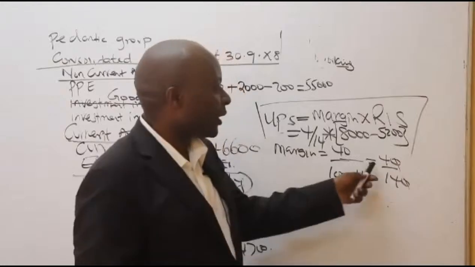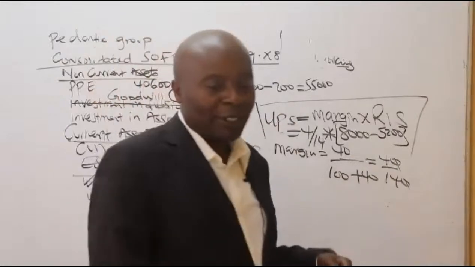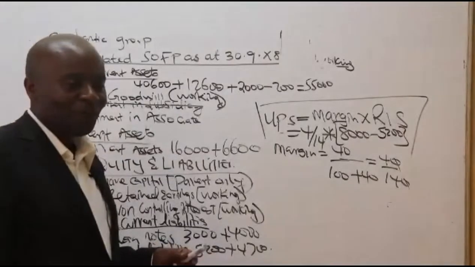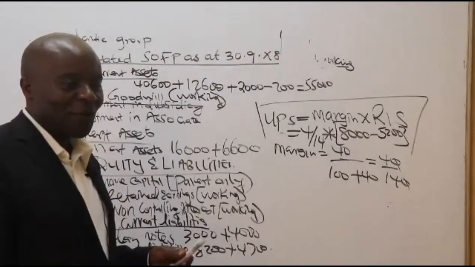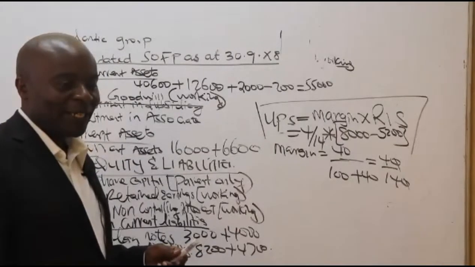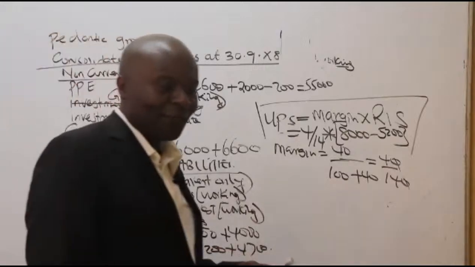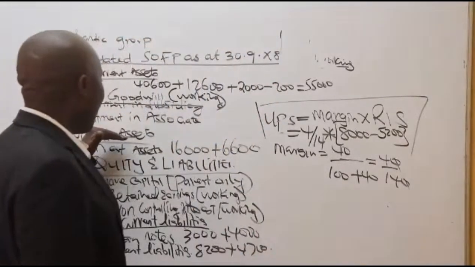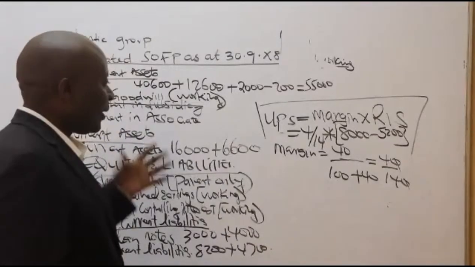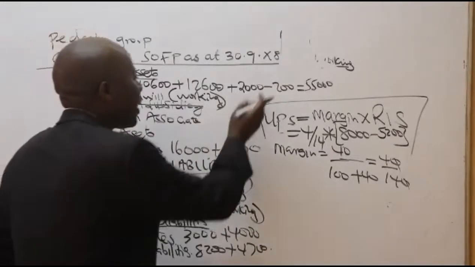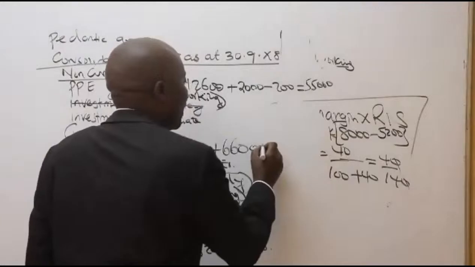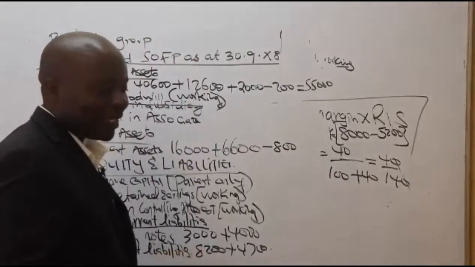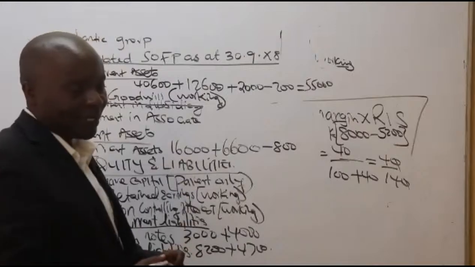So where should I subtract that 800 from? Please, as I finish. If inventory was there, under current, I would have gone to inventory direct, but now here we don't have inventory. So please come here and say -800. Under current assets, say -800.